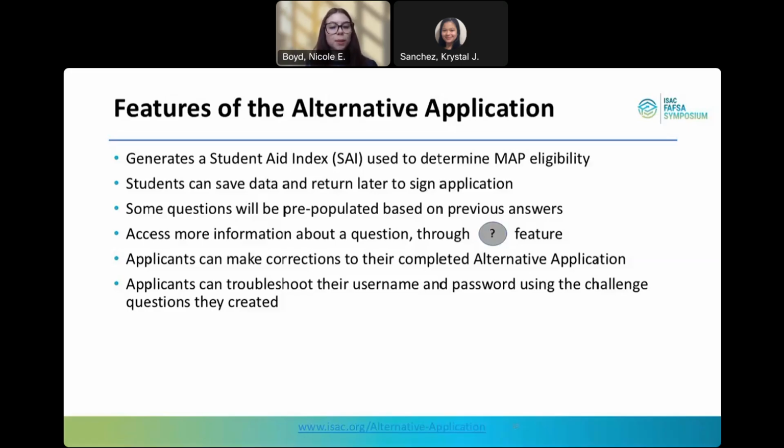Some questions will be pre-populated based on the student's previous answers. And then students also have the option to access more information about a question through that little question mark feature, where they can click on that to provide more context to a question if they are confused about it. They can also still go back and make corrections to their completed alternative application. And they can troubleshoot their username and password using challenge questions that they will create.